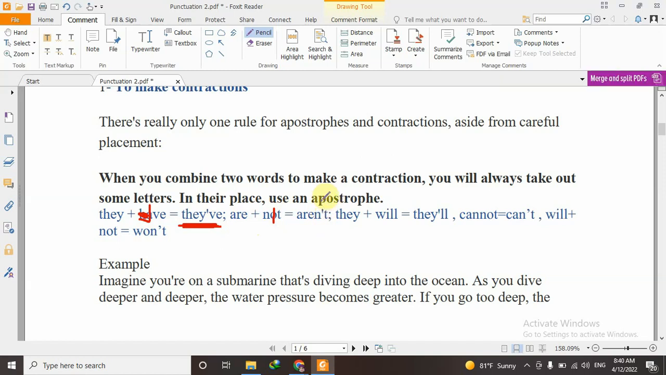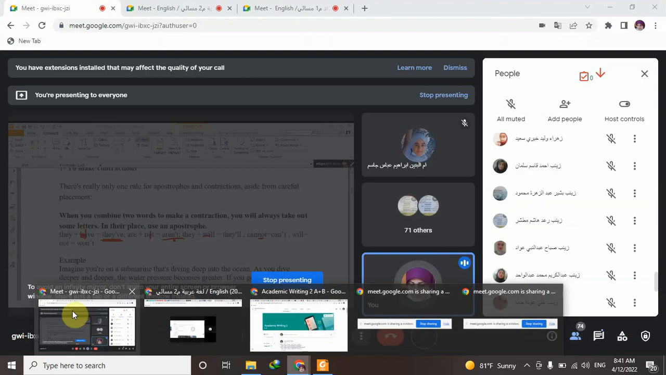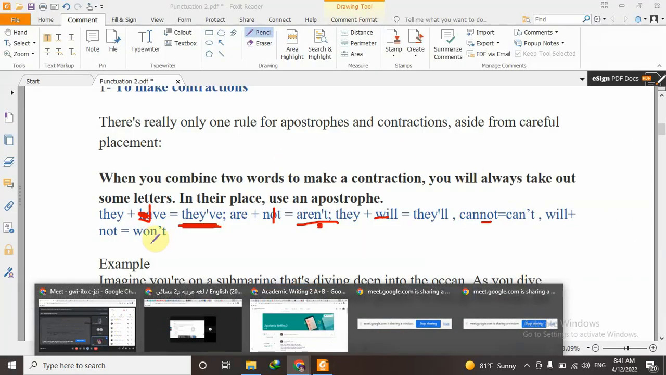The apostrophe, which you call a comma, is not a comma, that's wrong. It is called an apostrophe. The comma is the one that sits on the line. This is not a comma; this is an apostrophe. Now it becomes aren't. And they will: we also deleted W and I, and it becomes they'll. Cannot: look at cannot. We deleted N and O within cannot, and it becomes can't. And will not becomes won't.